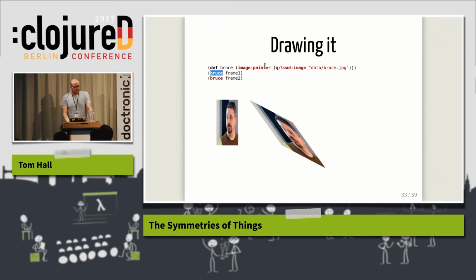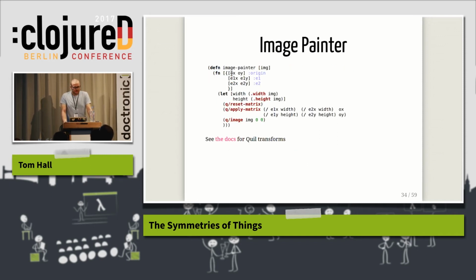So Bruce is an image painter. We have an actual JPEG that we load in, and then we create an image painter out of it, which then allows us to pass a frame like before. So this procedural abstraction, this Bruce is a picture, which is a function that takes the argument of the frame. So image painter is using some Quil stuff with a transformation matrix, which translates, shears, and scales the frame.